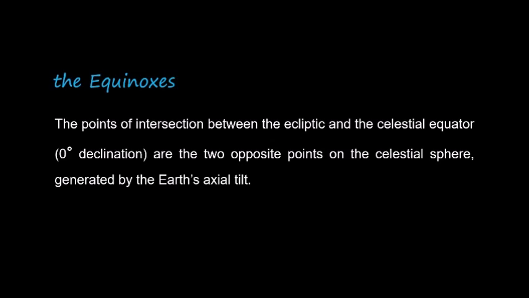Let's now clarify the concept of the equinox. As a consequence of axial tilt, Earth's orbital plane, also called ecliptic, is not aligned with its celestial equator, which has 0-degree declination. Equinox is essentially the point of intersection between the ecliptic and the celestial equator. These are geometrically the two opposite points on the celestial sphere generated by the Earth's axial tilt.